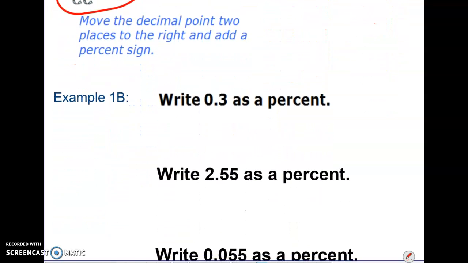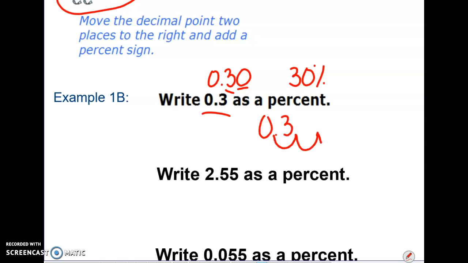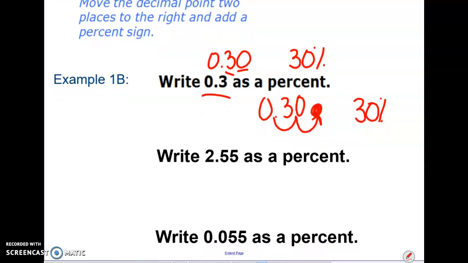So if I looked at this first one right here, writing 0.3 as a percent, one way I could do it is I could put that invisible 0 after it and say, oh, I've got 30 hundredths. That would give me 30%. Or I can move my decimal point 2 places to the right. My new decimal goes here. I put a 0 as a placeholder. That would give me 30%.